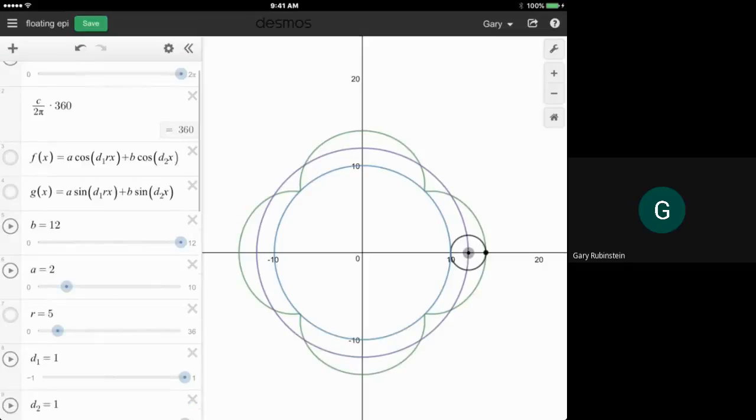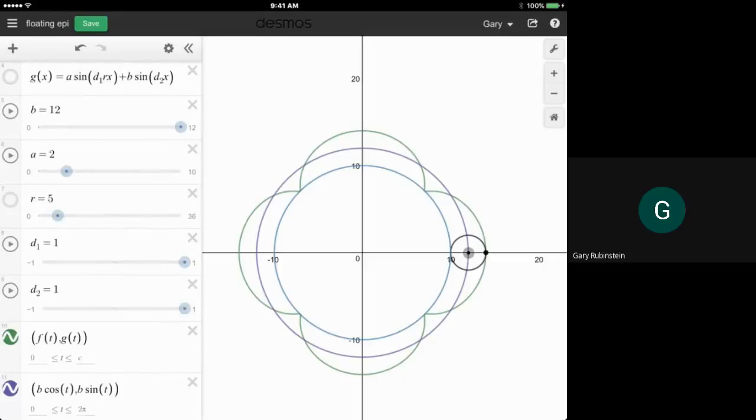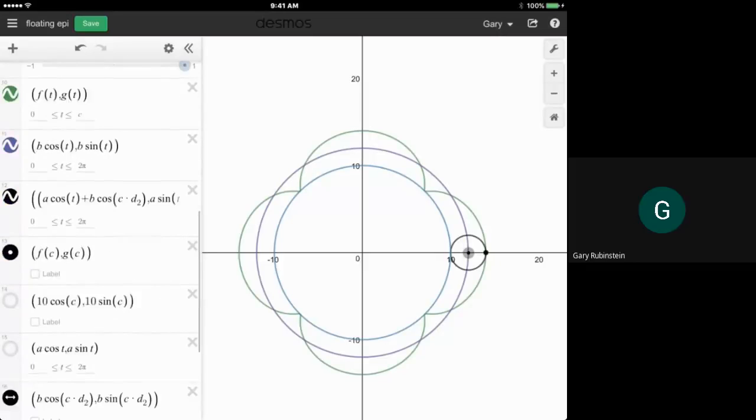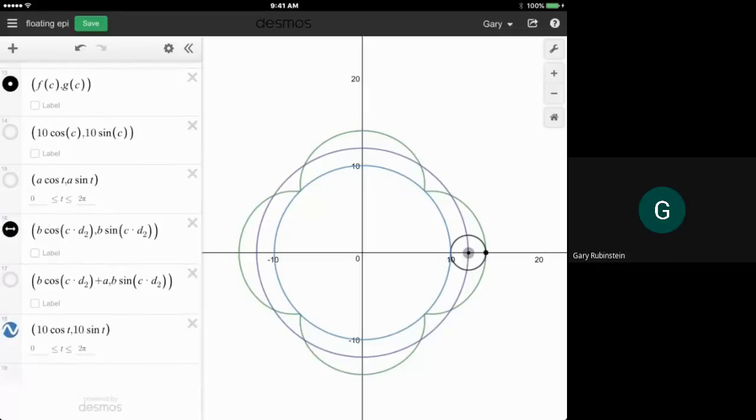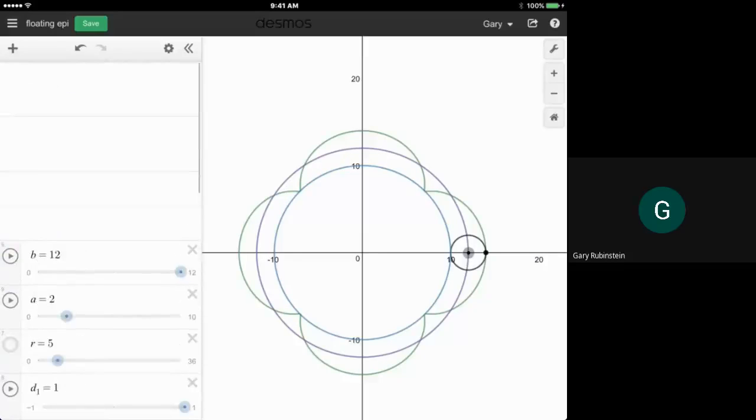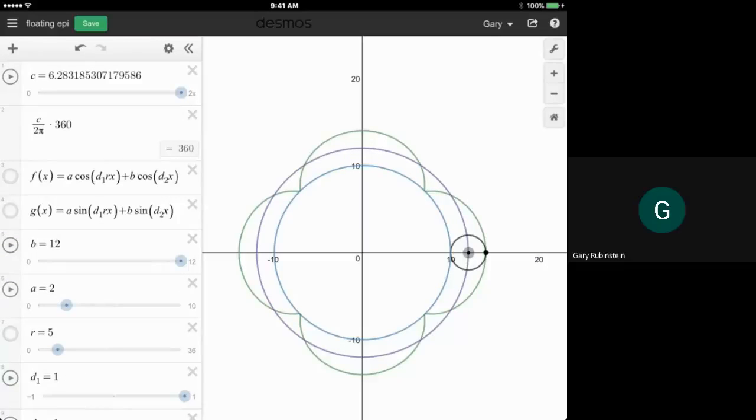Now, if I were to change, oh, I guess I can't multiply this one now. I'll worry about that for the next one.